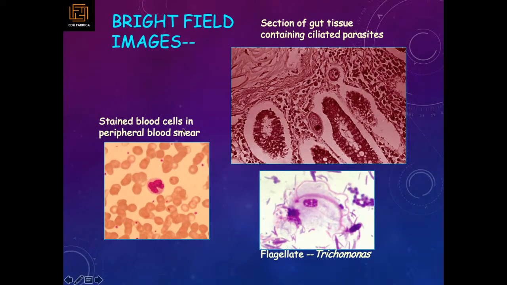So this is stained blood cells in a peripheral blood smear. The cells look like this, and this is the flagellate Trichomonas, with the flagellum on the outside and the nucleus inside, and so on.